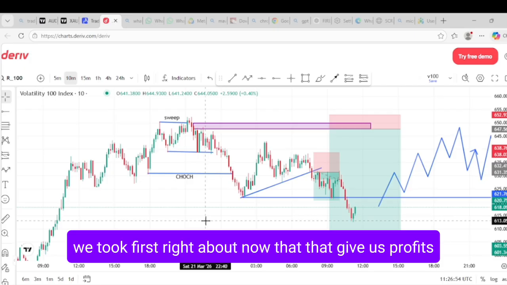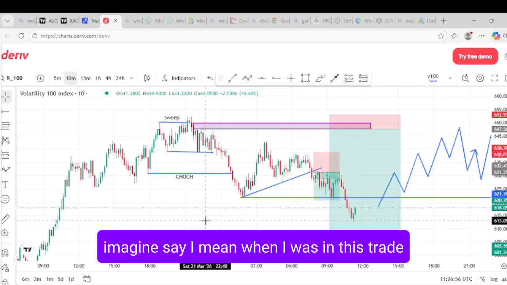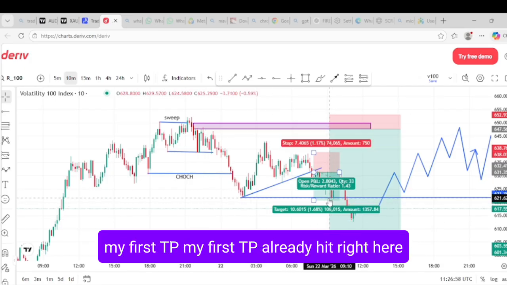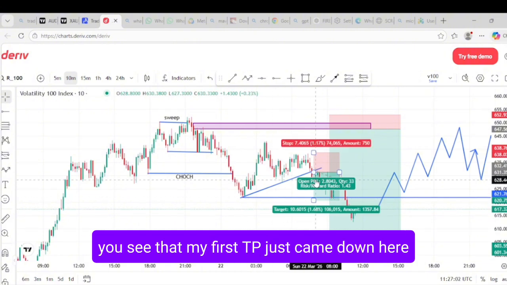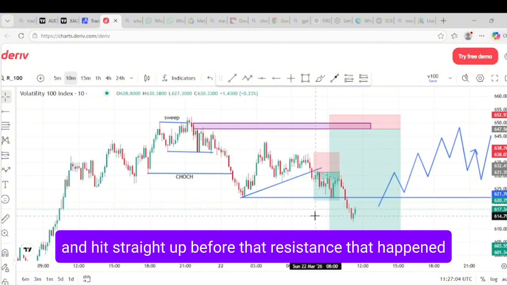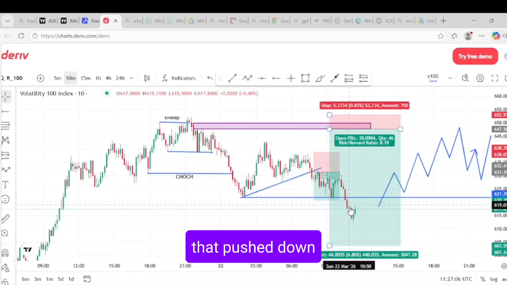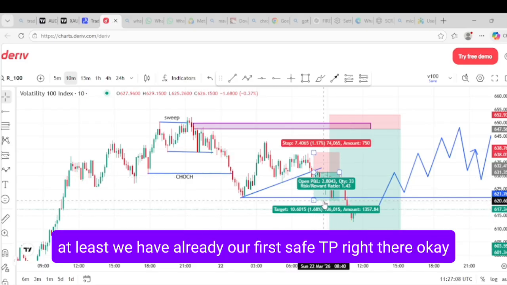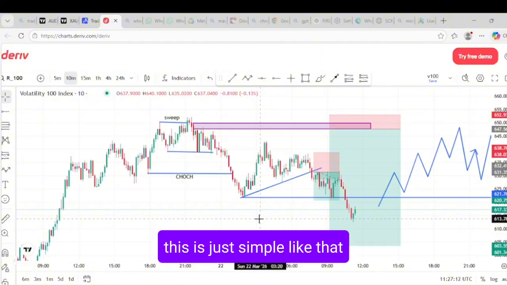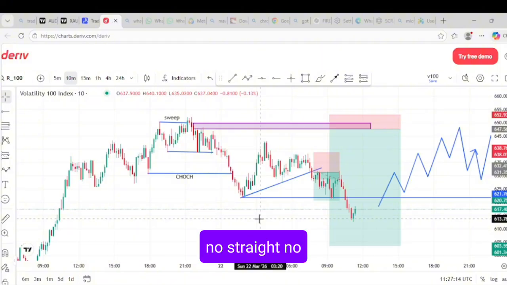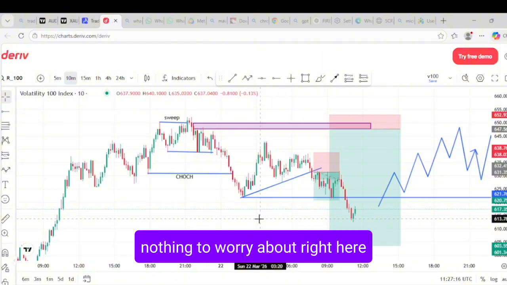That gives us profits. Imagine I was in this trade, my first TP already hit right here. You see that my first TP just came down here and hit straight up. Before that retracement that pushed down, at least we have already hit our first safe TP right there. Okay, it's as simple as that. This is very, very simple. Nothing to worry about right here.